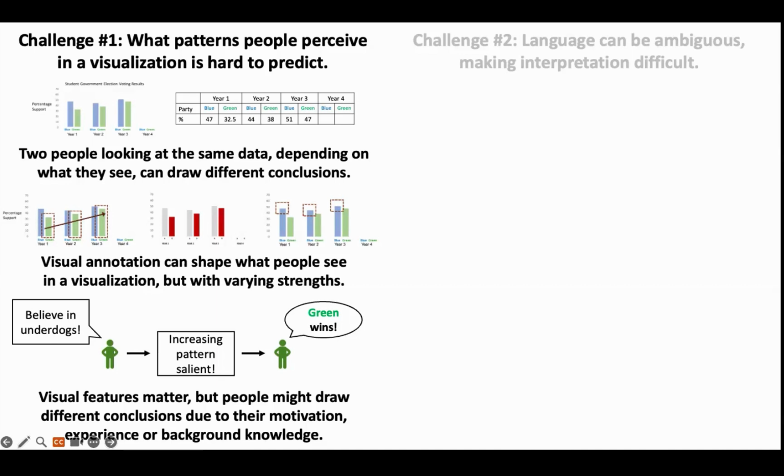So if you tend to believe in the underdog, maybe you're more likely to see increasing patterns that are more salient, and you want to see that green would win in this election, right? So there are these individual differences that have really not been modeled well in our current state of the art. So I think with the introduction of large language models or just big data, we're going to be able to model these more effectively to understand how different people might be impacted by design.